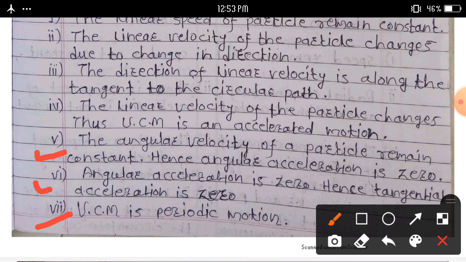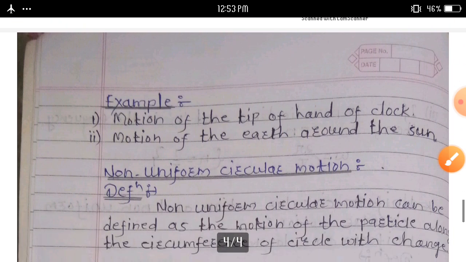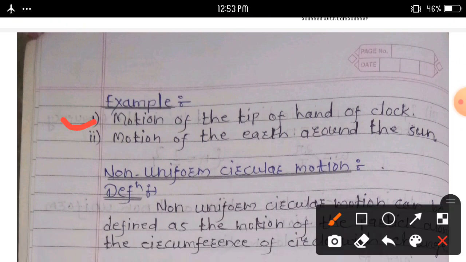For example of uniform circular motion, the first example is the motion of the tip of the hand of a clock, and the second example is the motion of the earth around the sun. This is the best example of uniform circular motion.